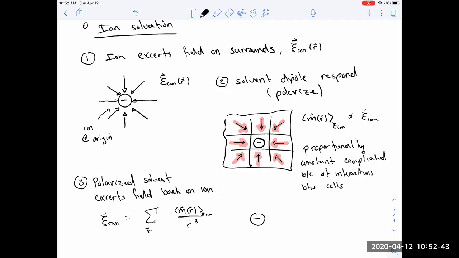So again, pictorially, what this whole procedure has done is an ion generated a field that served to polarize the solvent. The size of that polarization was proportional to the field the ion produced. And now that field generated by the dipoles, by the solvent response, will act back on the ion, producing a net favorable interaction.